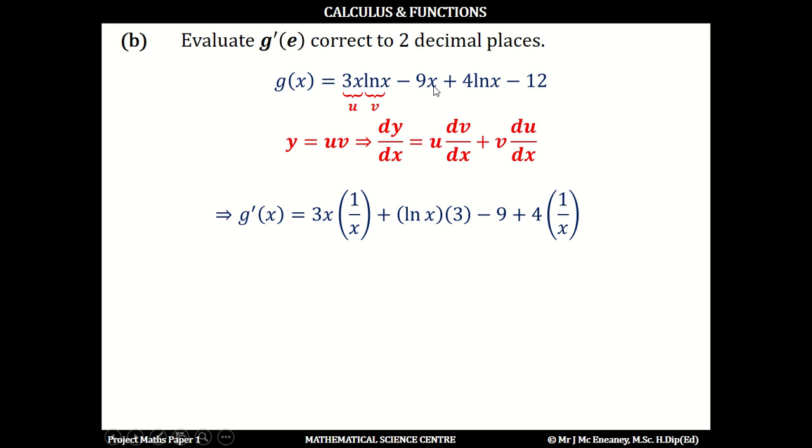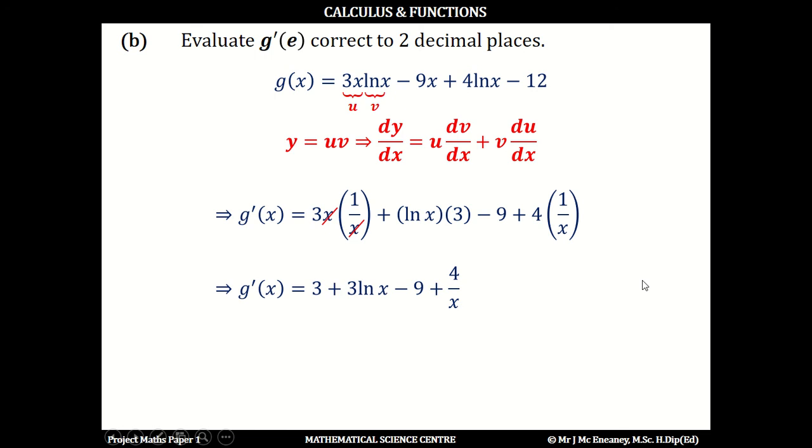If you differentiate minus 9x, that just gives minus 9. If you differentiate the ln of x, that's 1 over x. So if you differentiate 4 times the ln of x, this gives 4 times 1 over x. If you differentiate any constant, it disappears. So here the x's cancel. So we're just left with 3 plus 3 times the ln of x minus 9 plus 4 over x.